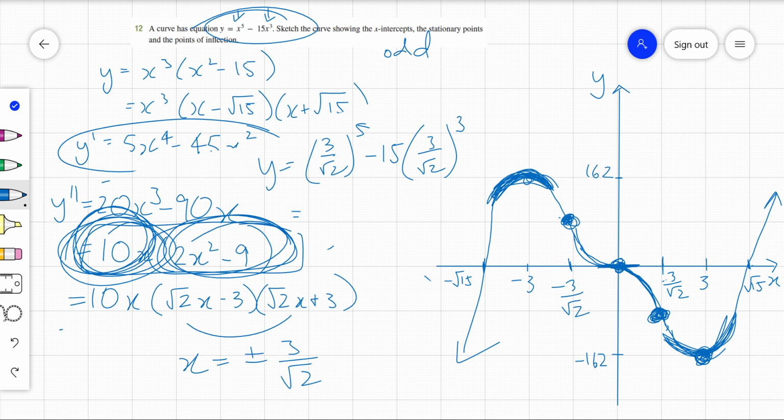So there are all these different tools you can use, but really, once you've got a couple of points, it's probably quite obvious what the curve looks like. And then I just have to go back and see what it asked me to do. It says showing the x-intercepts, stationary points, and the points of inflection. So you've got to make sure you find those as well.